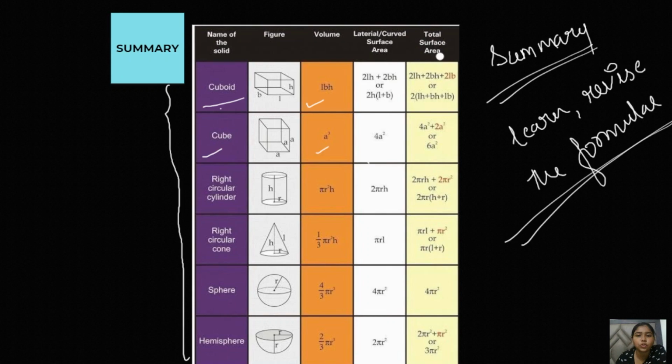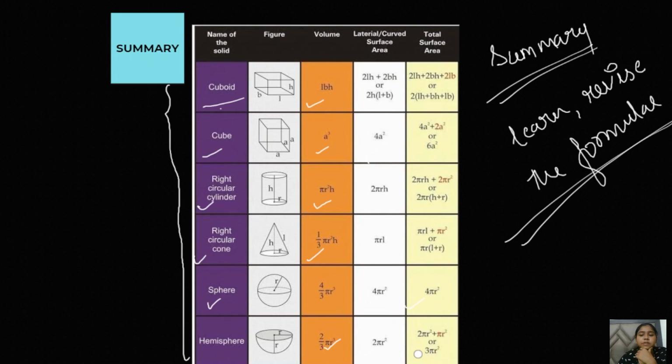In the case of cylinder, the volume is pi r square h, the lateral curved surface area is 2 pi r h, and the total surface area is 2 pi r (r plus h). For the right circular cone, the volume is 1 by 3 pi r square h, the curved surface area is pi r l, and the total surface area is pi r (r plus l). For the sphere, the volume is 4 by 3 pi r cube, and the lateral or curved surface area and the total surface area are both the same, that is 4 pi r square. In case of hemisphere, the volume is 2 by 3 pi r cube, the curved surface area is 2 pi r square, and the total surface area is 3 pi r square.